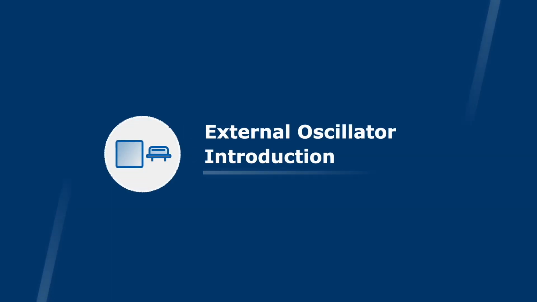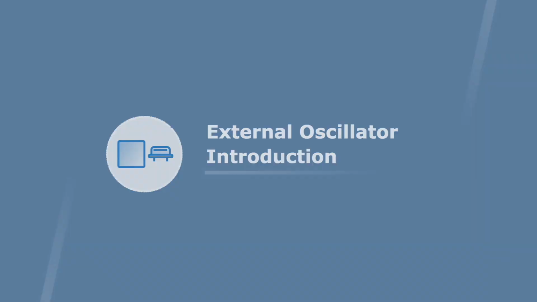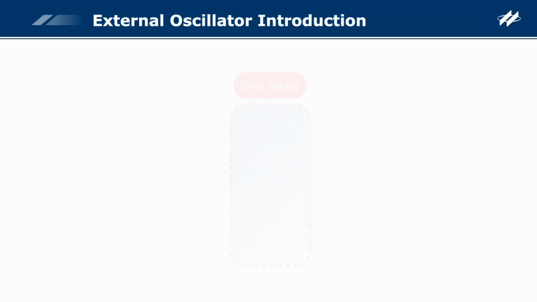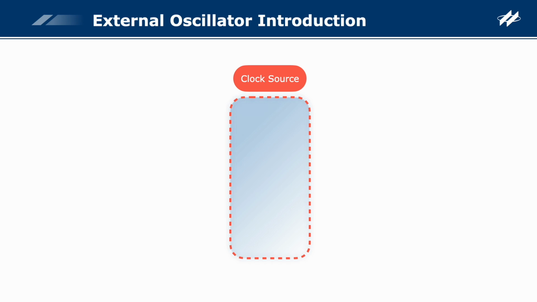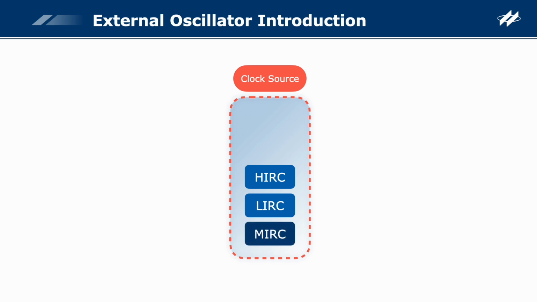External oscillator introduction. In the previous lesson, we have introduced three internal oscillators, which are internal high-speed RC oscillator, internal low-speed RC oscillator, and internal medium-speed RC oscillator. In this lesson, we will introduce an external high-speed crystal oscillator and an external low-speed crystal oscillator.